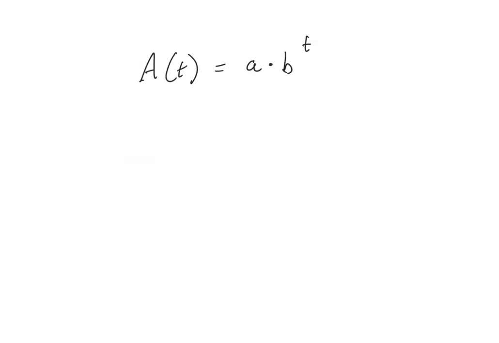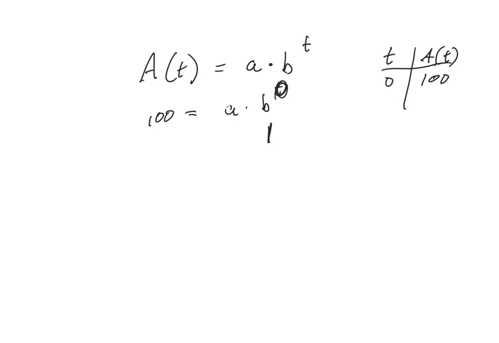A scientist has this component, and it's radioactive decay. He begins with 100 milligrams. So at time 0, the amount at time 0 is 100. So if I do 100 equals A times, oh, sorry, in this case, A is not the amount. A is a constant number. So it's A times B to the T, and my T is 0. B to the 0 is 1. So I end up finding out then that A is actually 100.